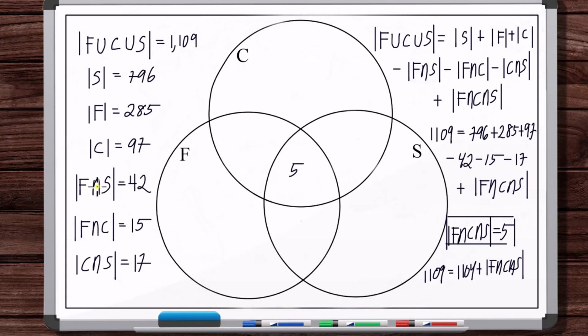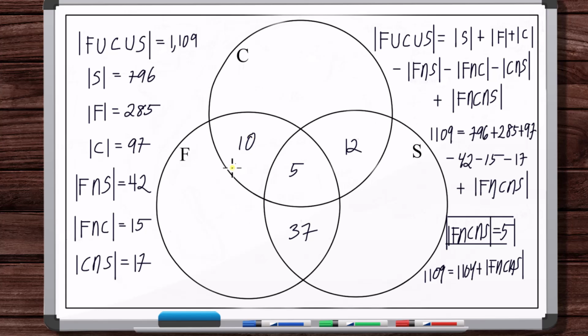Let's see. F intersection S is 42. This is F intersection S, right? Total 42 students. Well, there's 5 here, so 42 minus 5 is 37. F intersection C is everything here, so 15 minus 5 is 10. C intersection S is everything in here. 17 minus 5 is 12.